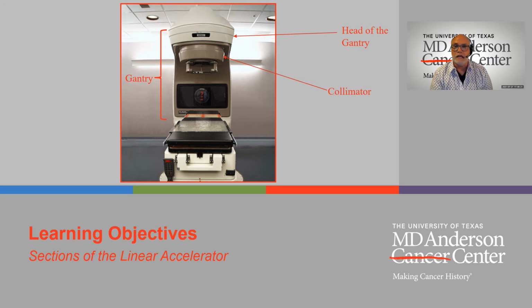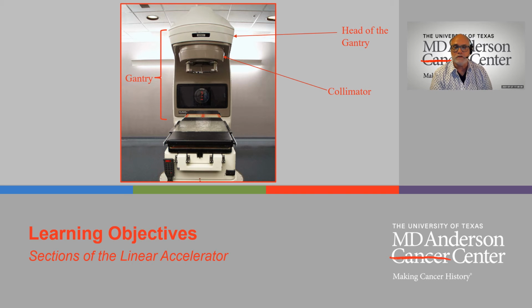Let's begin by identifying the major components of the linear accelerator. The large section referred to as the gantry contains many of the important components in creating an electron and X-ray or photon beam. The gantry will rotate 180 degrees to the right or the left, essentially placing the head of the gantry 180 degrees from the location seen in this photograph.